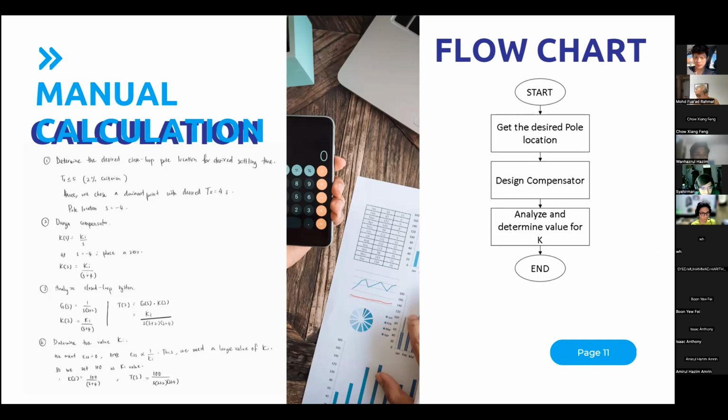Then we analyze the closed loop system, and we will get TS equal to Ki over S, S plus 2, and S plus 4. Then we determine the value of Ki. We assume Ki is 100 because we want to get zero steady state error, since when we increase the gain, the steady state error will also decrease.